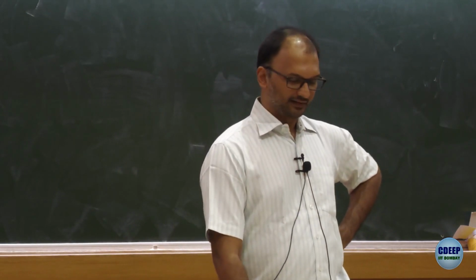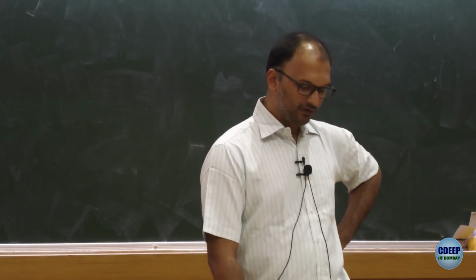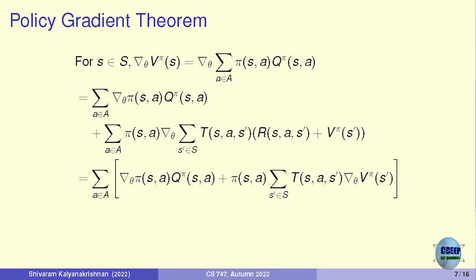So the LHS is what? The gradient of V pi of S. That, it turns out, is a sum over actions of gradient of pi times Q pi of SA, this is one term, plus, now there is something multiplying this gradient of V pi of S prime. Consider any V pi of S prime. What is the coefficient multiplying it? It is a sum over actions of pi of SA, sum over S prime of T of SA S prime. That is what is multiplying V pi of S prime. Does that quantity stand for something?